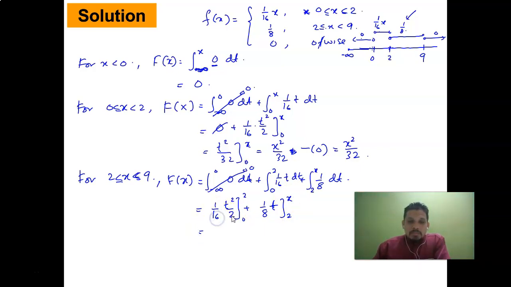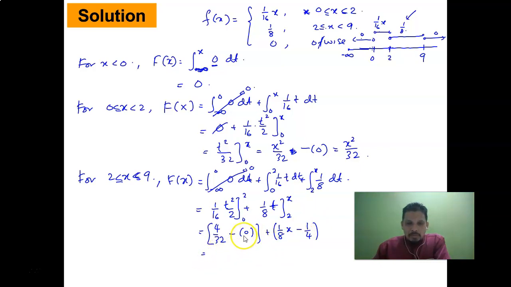So 16 times 2 is 32. Substitute t with 2, 2 square equals 4, so 4 over 32, minus, substituting t with 0 here, 0 square divided by everything here is 0. Plus, substitute t with x, so 1 over 8 x, minus, substituting t with 2, so 2 divided by 8 equals 1 over 4.